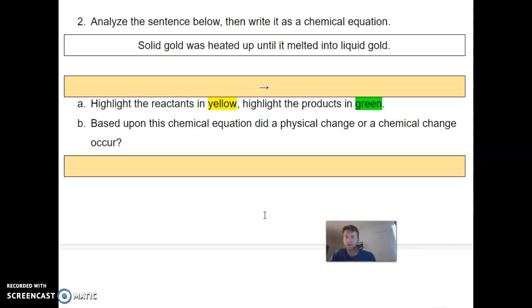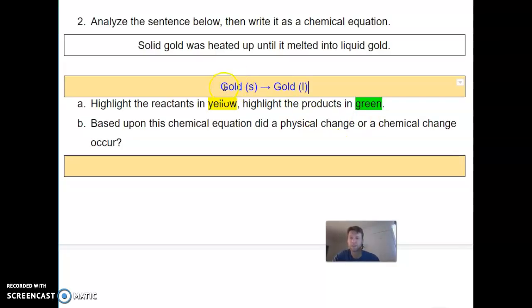Our second practice problem says, analyze the sentence below, then write it as a chemical equation. Okay, solid gold was heated up until it melted into liquid gold. So let's start with our reactants on the left-hand side of the arrow. We started with gold as a solid, and then it heated up until it melted. So that's telling me it changed. So now we are into our products, into liquid gold. So gold as a liquid.